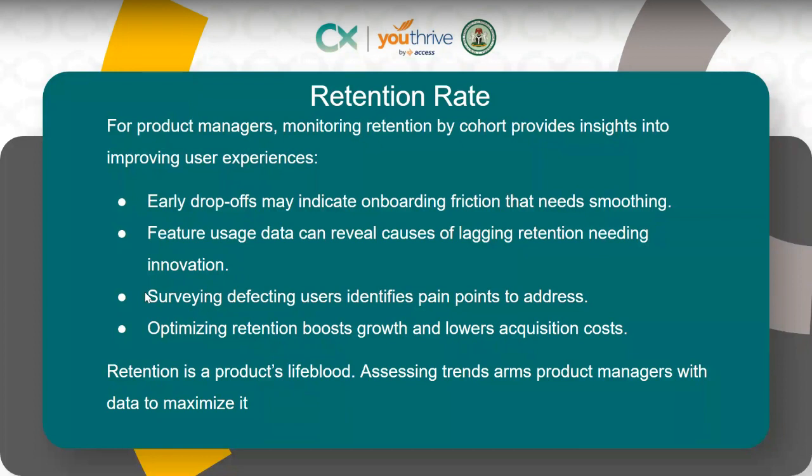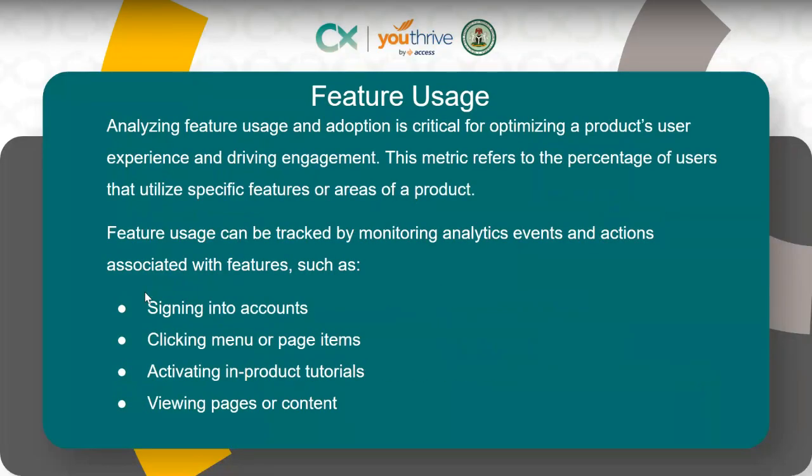All right. So these are things you might want to look at when you start analyzing your retention rate. Retention is a product's lifeblood, and assessing trends arms product managers with data to maximize it. Look at that: assessing trends. You need to be able to assess trends to arm yourself as a product manager with data to maximize your retention rate.